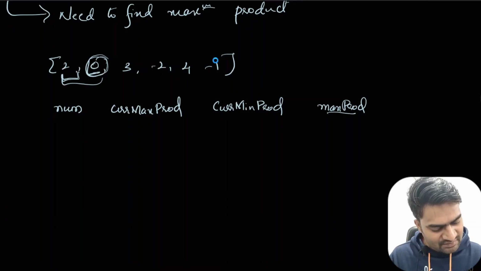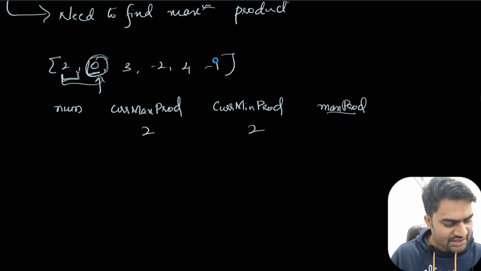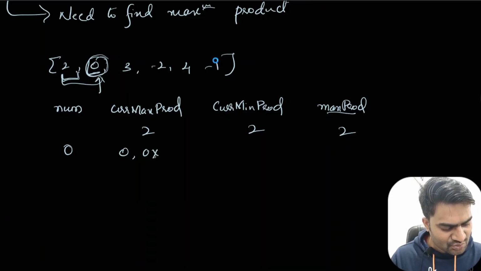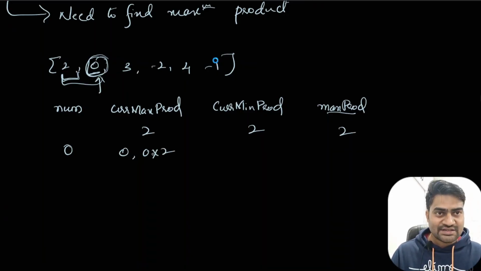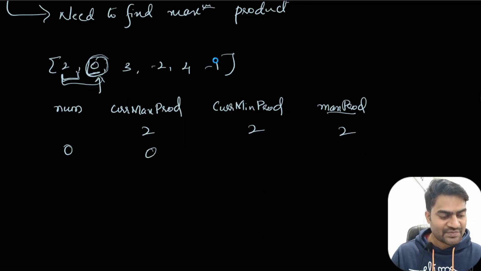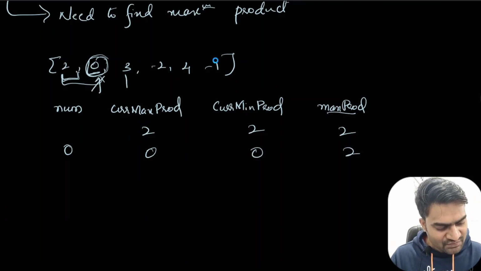Now I will start with this 0. Before that, my current max product will be 2, current min will also be 2, and max will be 2. Now I will start with my 0. If I start with 0, then 0 comma 0 into 2 will be 0 only, right? So our current max product will be updated with 0, and our current min will also be updated with 0. Max product won't change.